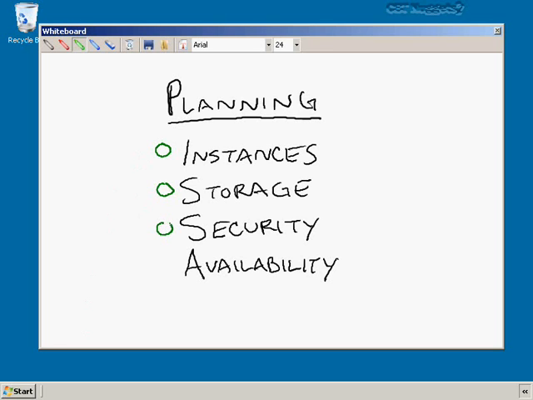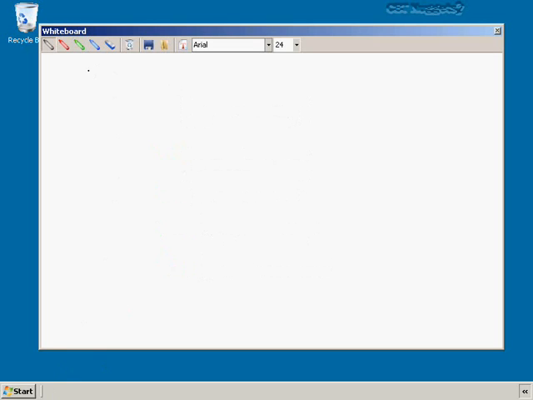We'll look at how to plan for its security. And then finally we'll look at the different ways that we'll plan for its availability so that it never crashes, that it's as available as much as we need it to be available for whatever business needs we have. So first up is instances.